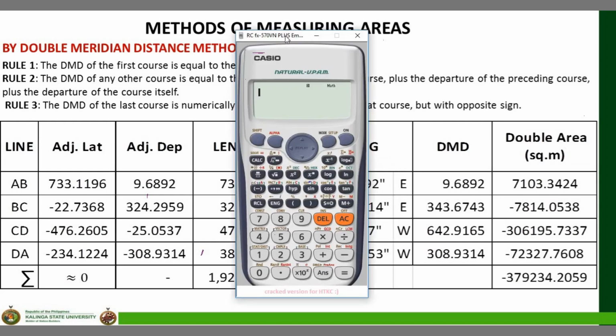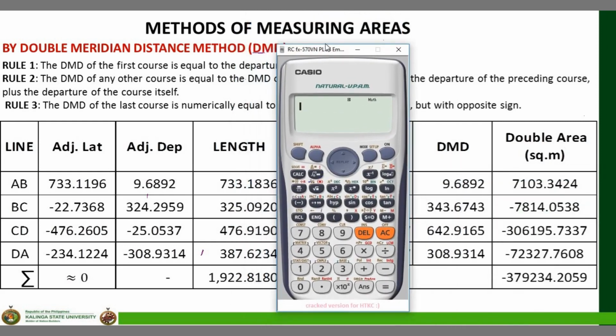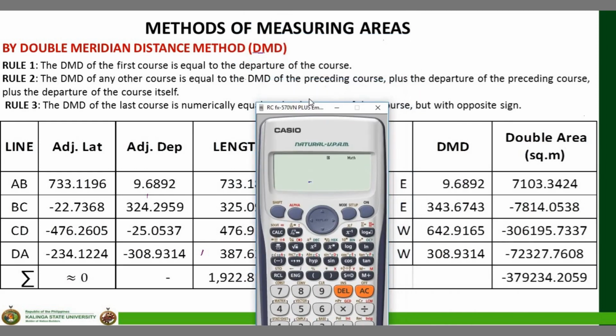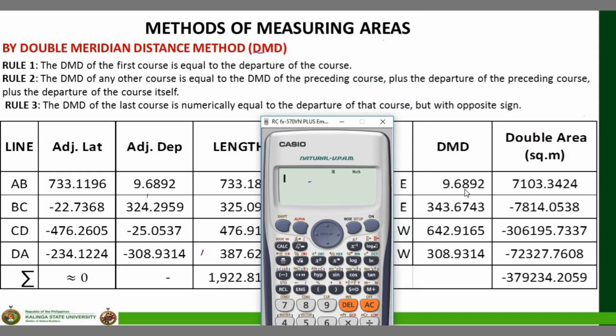Eyes on your screen and try to follow my calculation with your calculators and your pens. Let's see. How did I get this value of 9.6892? Sabi doon sa rule number 1 ng DMD, the DMD of the first course is equal to the departure of the course. Ang course na tinatawag dito ay yung line or yung station.